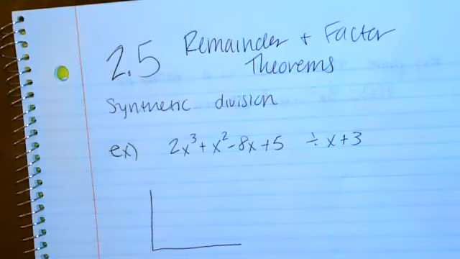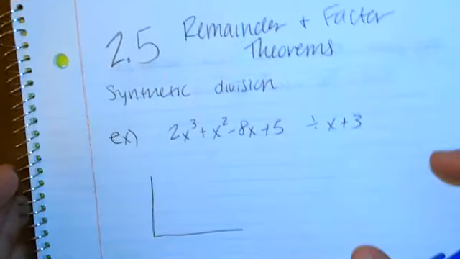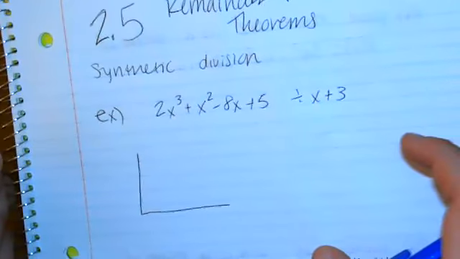Okay, so we are on to 2.5. 2.5 deals with the remainder theorem and the factor theorem. Both of these are centered around synthetic division. We have learned synthetic substitution. Synthetic division is the exact same process with maybe one tiny little detail switch in how you set that up. So first we're just going to start off with the synthetic division.